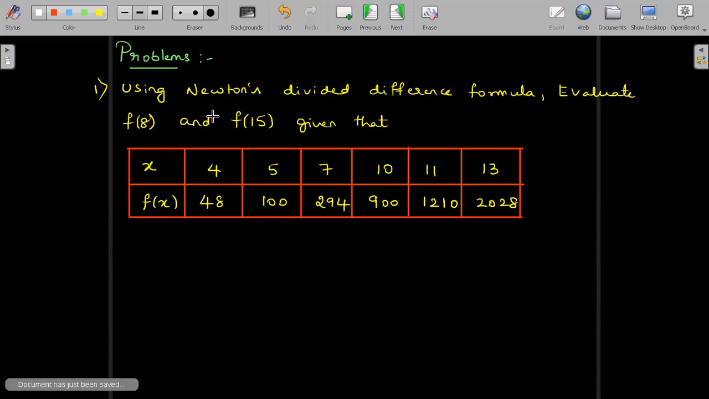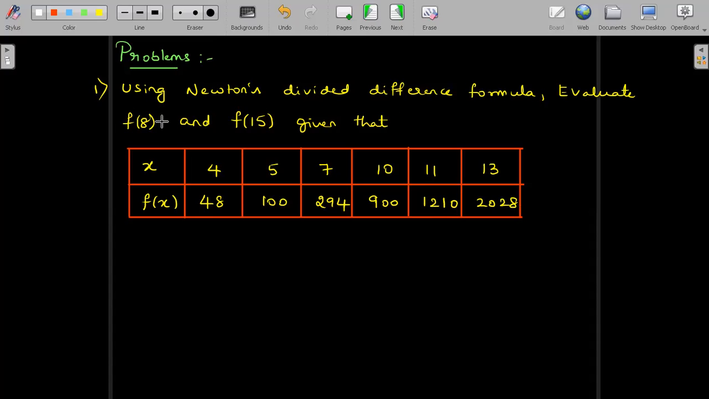Let us see problems now. First one: using Newton's divided difference formula, evaluate f of 8 and f of 15, given that the table values of x are 4, 5, 7, 10, 11, 13. Observe that the values of x are not at equal distance. The difference between 4 and 5 is 1, between 5 and 7 is 2, between 7 and 10 is 3, etc. So they are not equidistant values. And f of x values respectively are 4800, 294, 900, 1210, 2028. Now let us see the solution.